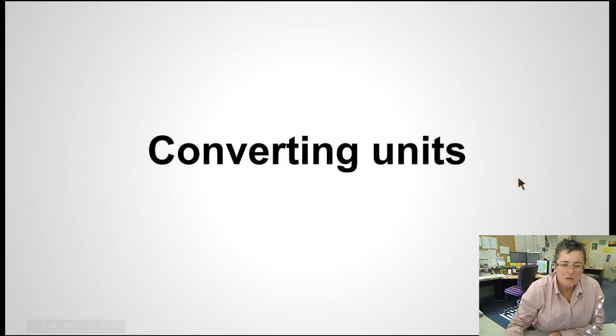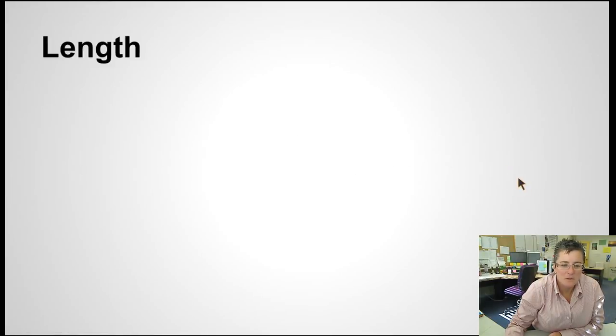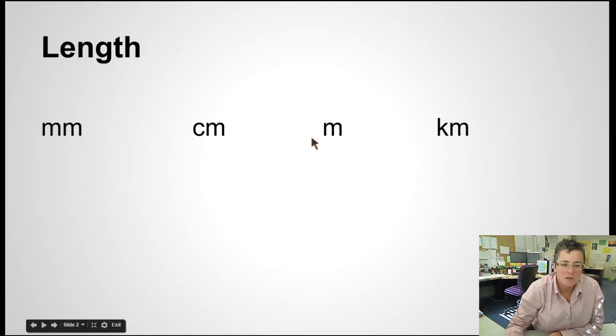Okay, in this session I'm going to look at converting units. So firstly we'll look at length. Length is what we use for perimeter. We use the units millimeters, centimeters, meters and kilometers. To convert from 1 kilometer to 1 meter, we know that 1,000 meters is equal to 1 kilometer.